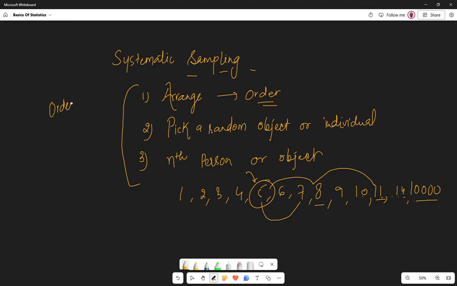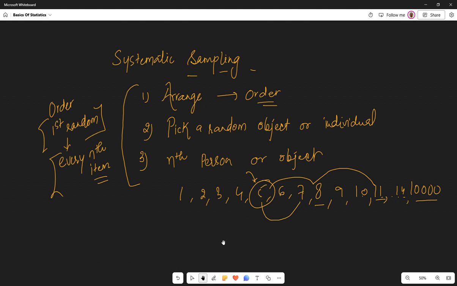I have a system: I order my population, then select the first one at random. After selecting the first at random, I take every nth item from the list. This nth could be anything that you decide, but the first person selection is random. So this is called systematic sampling.